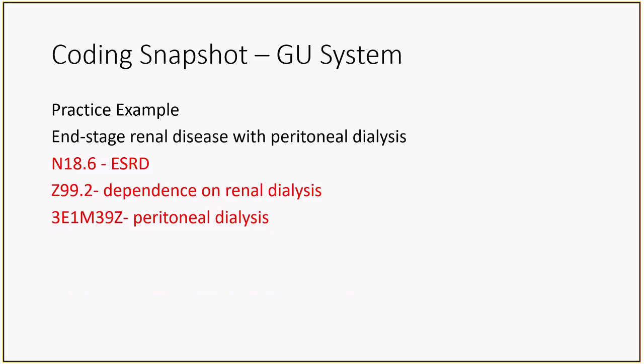Let's look at this practice example. We've got end-stage renal disease with peritoneal dialysis. So this requires 3 codes. You're going to code N18.6 for the end-stage renal disease, and they are dependent on dialysis, so it's Z99.2. And you're also going to have to code the procedure through PCS, the peritoneal dialysis, which is 3E1M39Z.